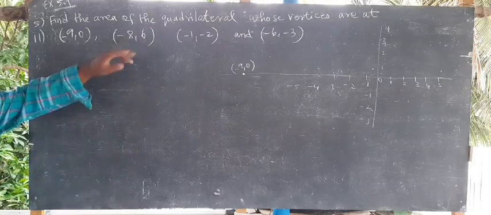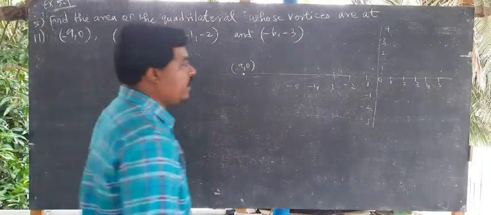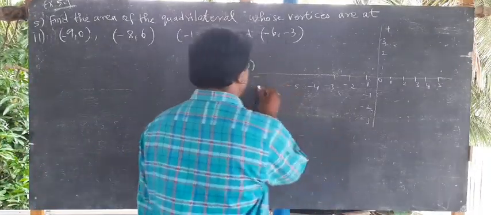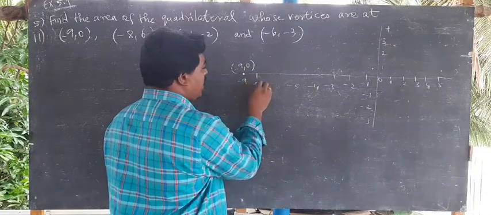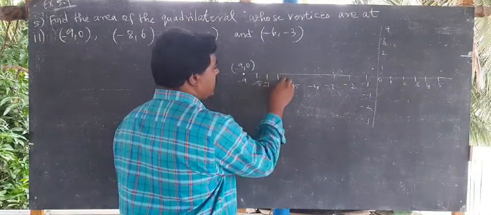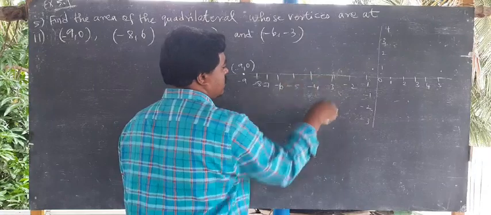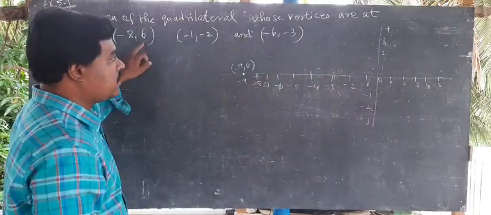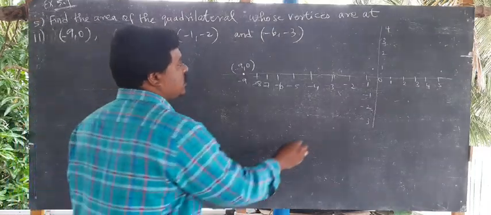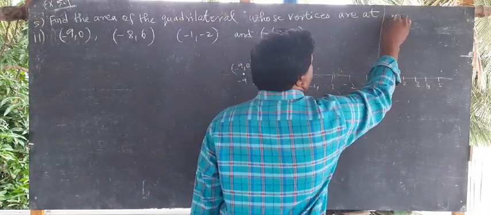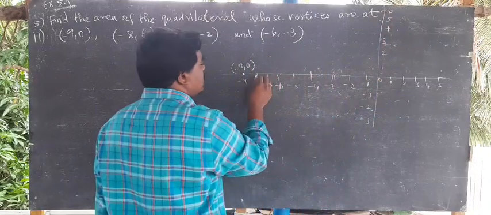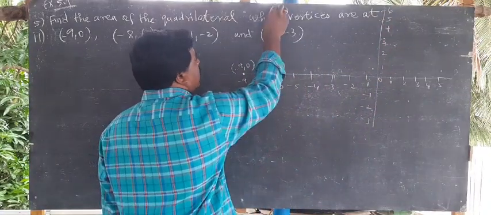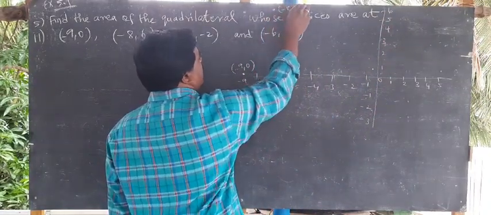Then minus 8 comma 6. Minus 8 where? Nearly here, minus 9, then minus 8, minus 7, minus 6. So minus 8 comma 6, 6 on the y axis. So 5, 6. So minus 8, 6 will be here. Minus 8 comma 6.